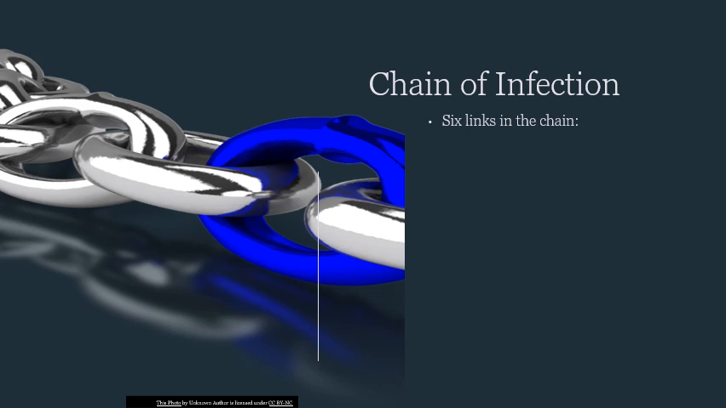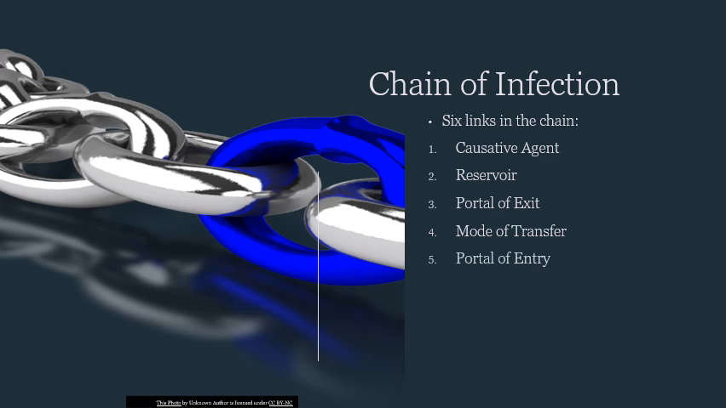Those are the chains of infection. The causative agent, the thing that causes it, the reservoir, a place for it to grow, a way for it to get out, a way to transfer to another host, a portal of entry into that host, a susceptible host that it can get inside and take hold and start all over again. This is your chain of infection.